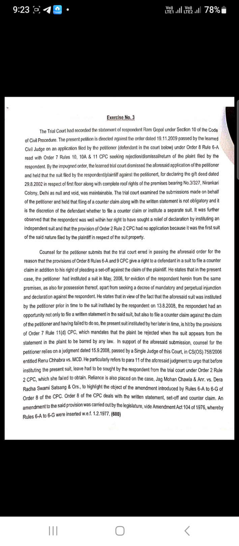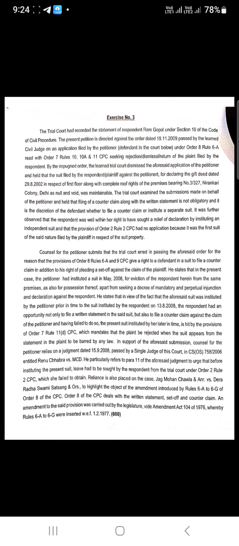to do so, the present suit instituted by her later in time is hit by the provisions of Order 7 Rule 11(d) CPC, which mandates that the plaint be rejected when the suit appears from the statement in the plaint to be barred by any law. Stop.